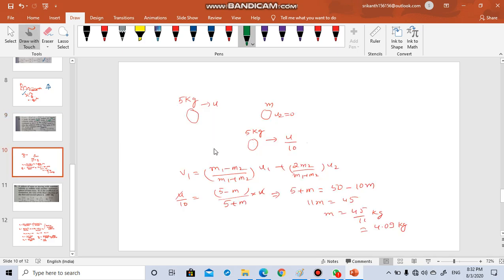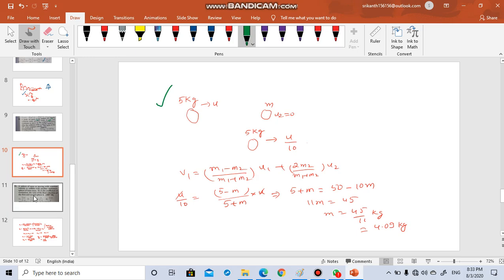Always these drawings, pictures kind of help you to understand the situation, what is happening. You can directly put the equations and get the answer, but you can draw a small sketch. So there is a 5 kg mass. It goes and hits another mass of, let us say, m. It is at rest. That means u2 is equal to 0, and let us say u1 is equal to u. Then what happens?